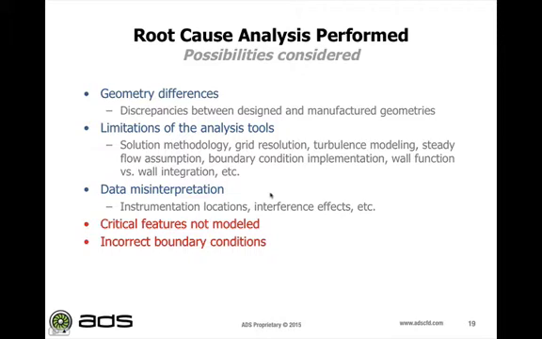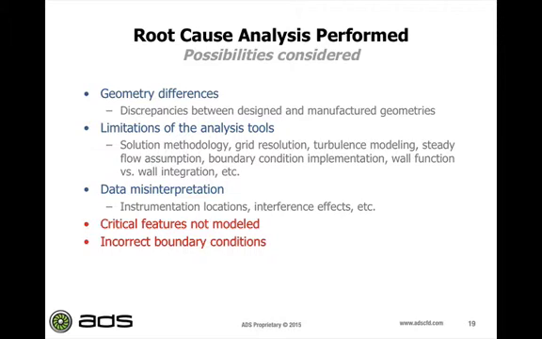Like Bob mentioned before, there's a long list of things that you can look at, and we looked at a lot of things for this case. We looked at geometry differences. Are we actually simulating what's being put into the blowdown facility? Are there limitations of the analysis tools, things like wall integration versus wall functions, turbulence modeling, different kinds of boundary condition implementations? A lot of things can go wrong here.